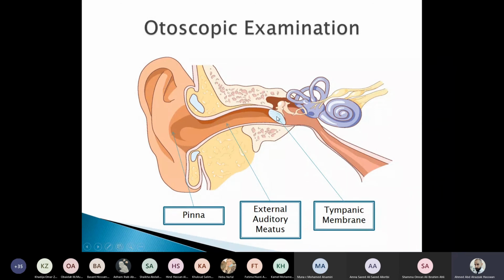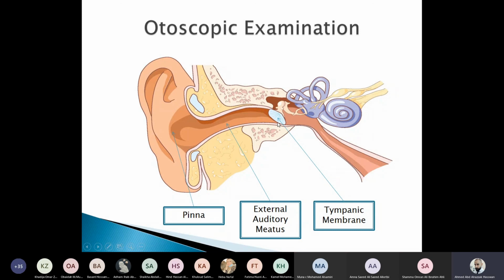We look at the cone of light. We look at the handle of malleus. Of course, this is the malleus bone, and this is how it connects to the tympanic membrane, transmitting the sound waves all the way to the cochlea. And then from the cochlea, of course, we have the 8th cranial nerve. Now, of course, we look at the tympanic membrane.